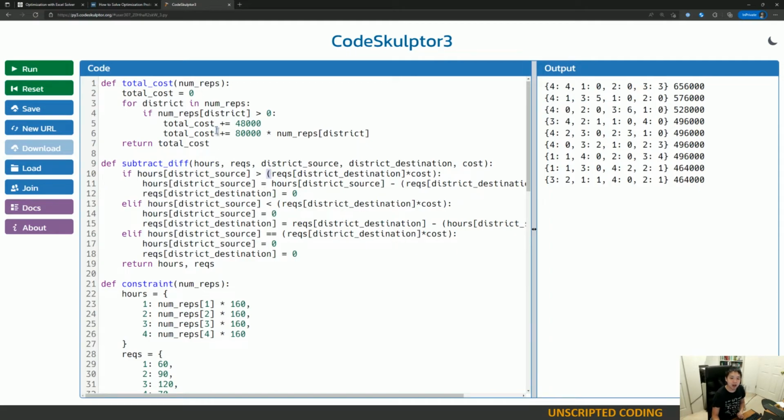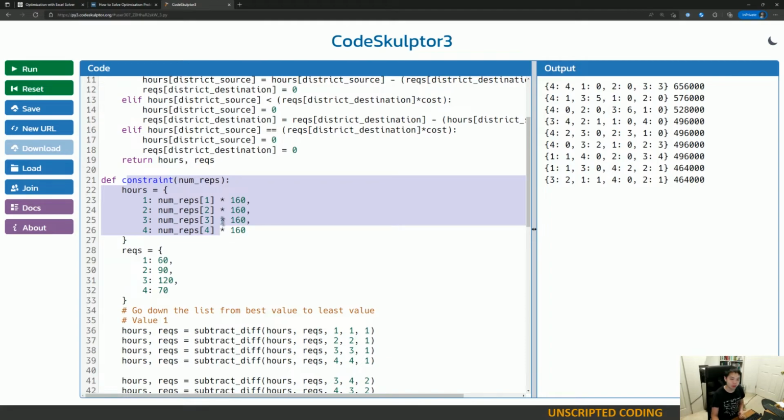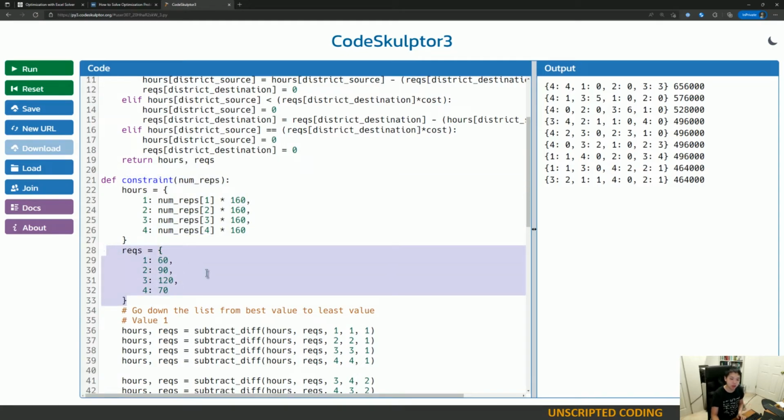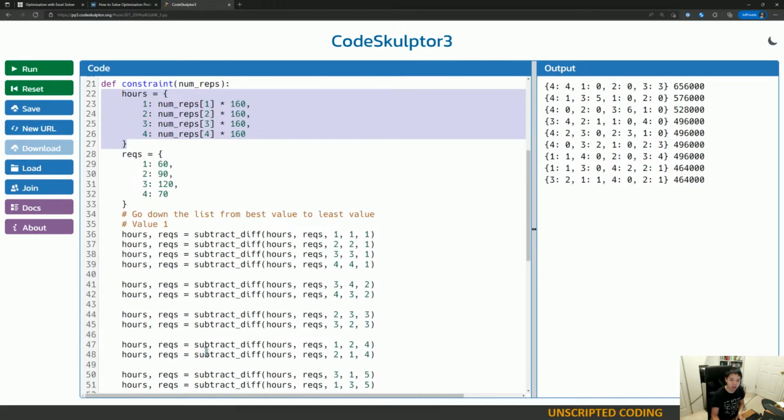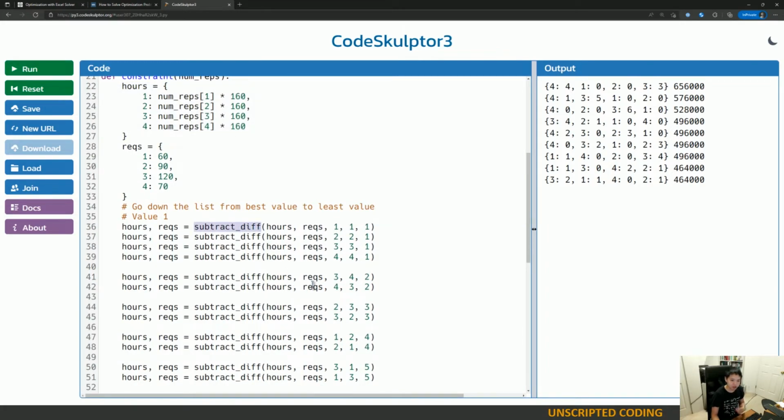Okay? Then run through the constraint process. We can have 0, 0, 0, 0 reps, which of course would have the lowest cost, but the constraint is that we have to satisfy the required number of calls. In this case, it's hard coded at 60, 90, 120, and 70 for the various districts. And what I've done is you build it out based on the number of reps. In District 1, let's say there's 1 representative, there's 160 hours, because 1 times 160, and we spit out all the hours.